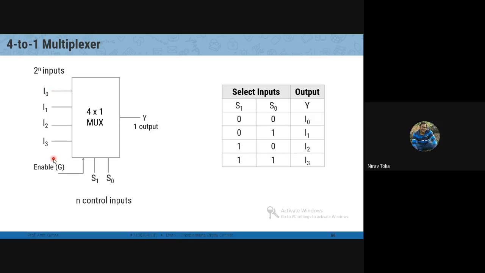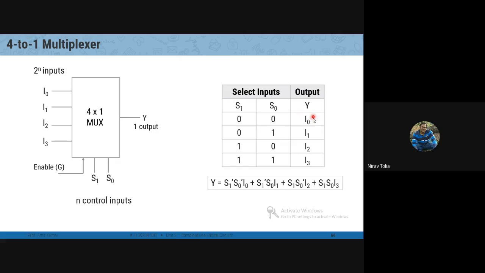So we have 4 inputs, I0, I1, I2, I3, and at the time which input is connected with the output, this is the equation. From the truth table, we have to draw the logic diagram. So we have 4 inputs, I0, I1, I2, I3. This is the final output equation, and that equation we have to implement.